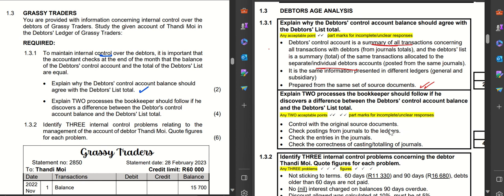Compare the control with the original source documents. So they need to check with the original source documents how much was in the original source document and how it was recorded in the control as well as in the list. All right. Check the posting from the journals to the ledgers. Check the entries in the journals. Check the correctness of casting, that is totaling. Check if we were totaling our figures correctly.